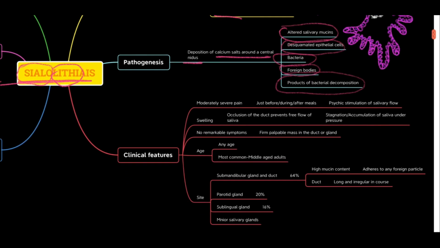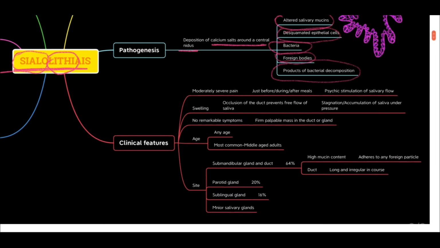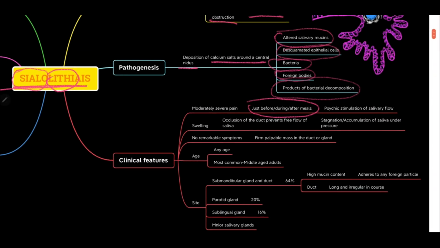So what are the clinical features? The patient might present with a moderately severe pain, which would be just before, after, or during his meals. That's because you have the psychic stimulation of the saliva before, during, or after the meal, and the saliva is trying to come out, but it's not able to come out. So that's the reason there might be a moderate to severe pain.